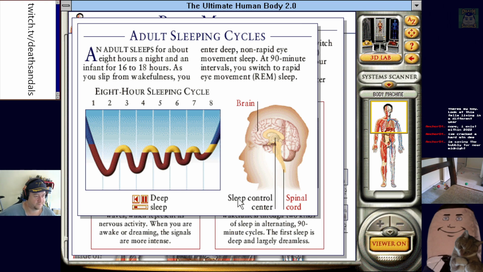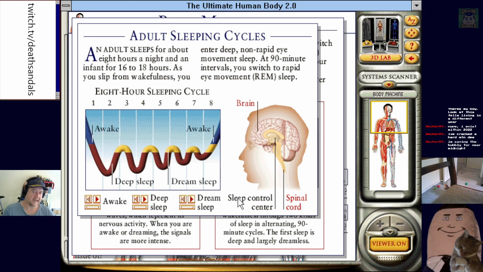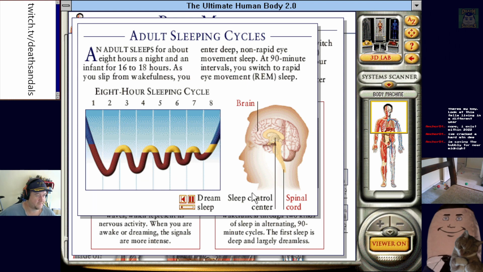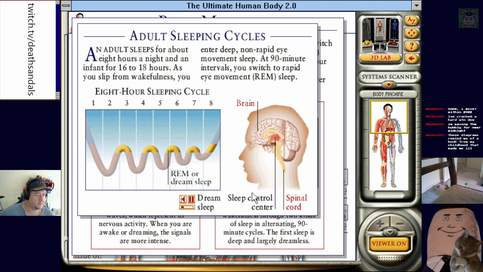An adult will slip from deep sleep into increasing periods of dream sleep every 90 minutes. I can't do this anymore because I usually have to get up and have a piss. I tried not doing it today and I ended up waking up with the worst headache just because I got dehydrated. Really. You are most likely to dream during REM or rapid eye movement sleep.